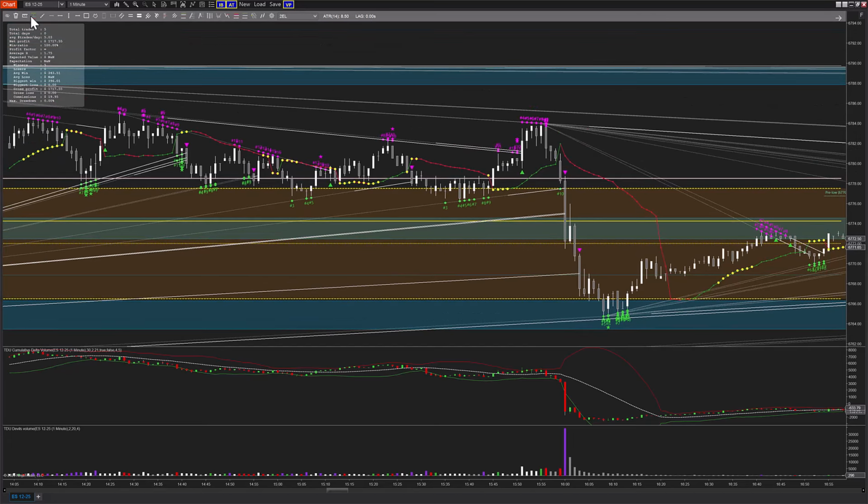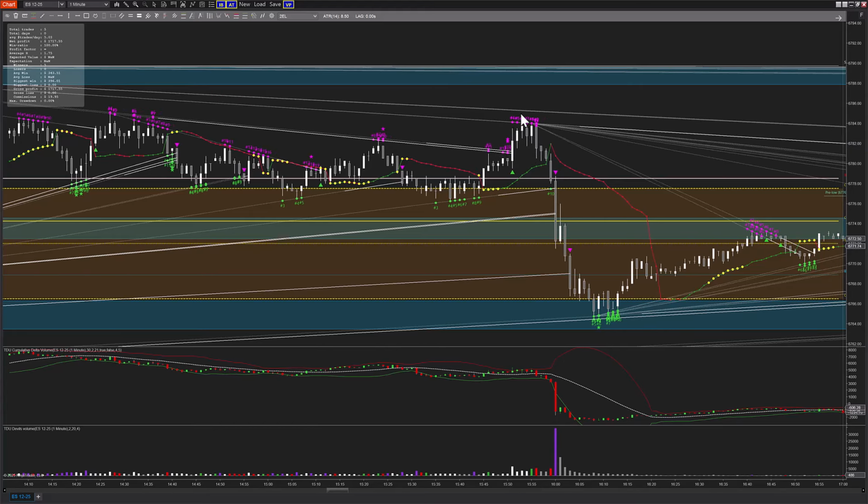Well, let's check that. What's the distance to the trend line, right? So here's the break to that one. I've got 12 ticks, not enough. So we're not going to take that one. We need 32 ticks. There's not enough room there.